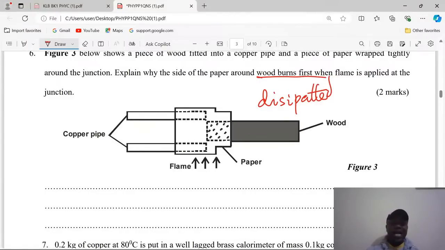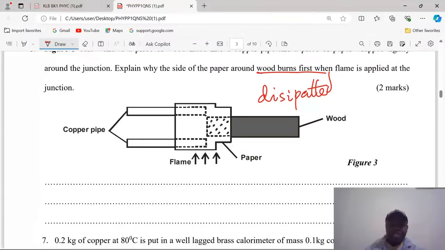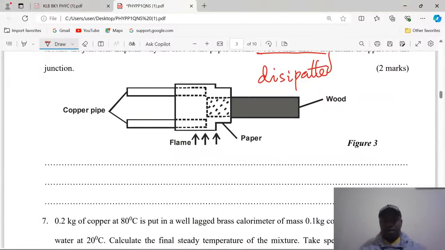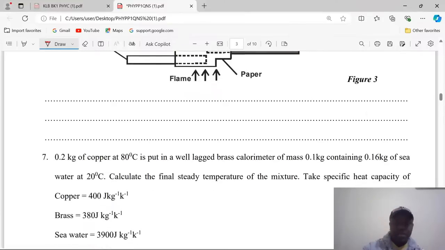It will be conducted away. It will be transmitted away. Therefore, we shall have the paper burning on the side where there is wood. So that is what makes the side of the wood to burn.